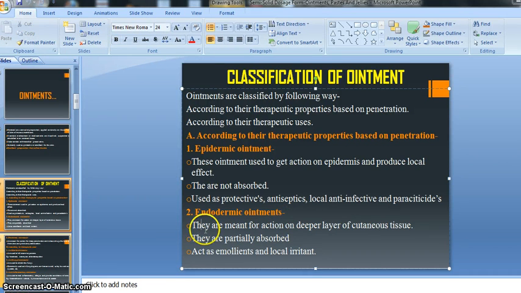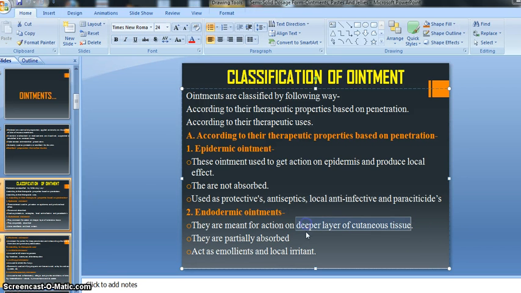As I said, skin is made up of three kinds of layers: epidermis, dermis and subcutaneous. Subcutaneous is the third part, the lower part of our skin. Dermis is the middle part of our skin, and epidermis is the upper part of our skin. You should understand this. Then our second ointment, from the therapeutic properties based on penetration, is the endodermic ointment.